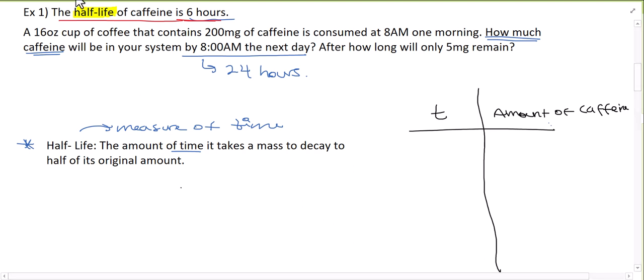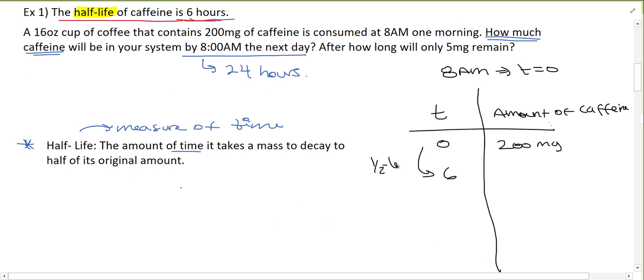We know that at 8 a.m., which is time 0, we have 200 milligrams of caffeine. And then the half-life of caffeine is 6 hours. So we apply one half-life and we're going to get half the amount that we originally started with. So 100 milligrams. And then we're going to try to make our way to 24 hours.